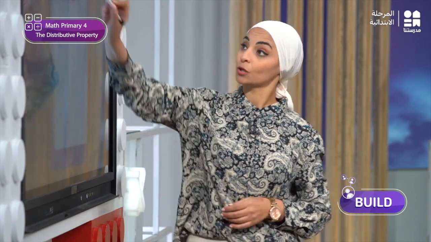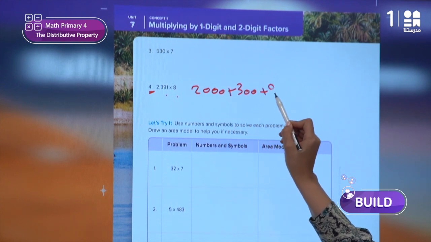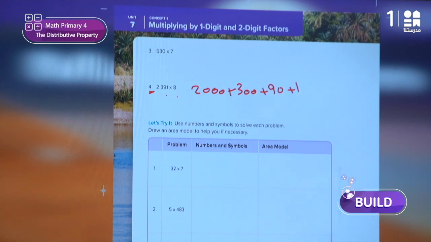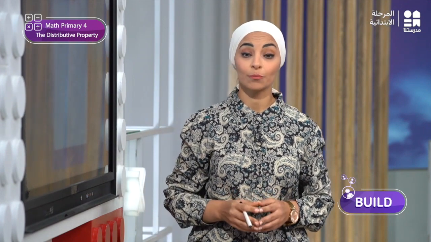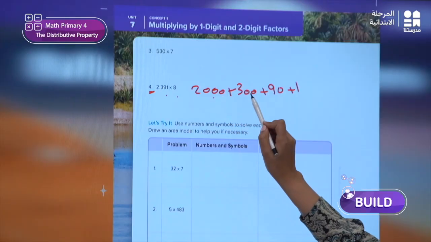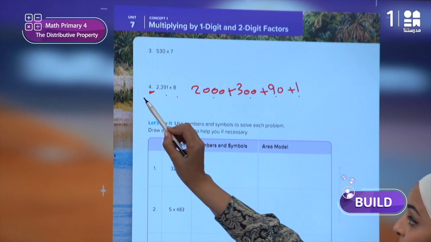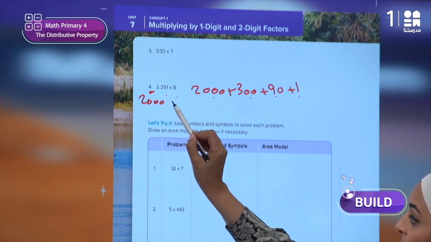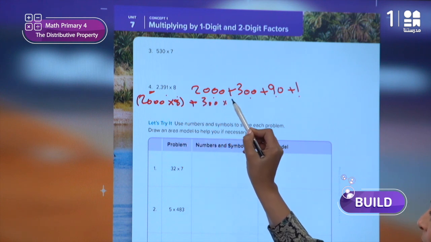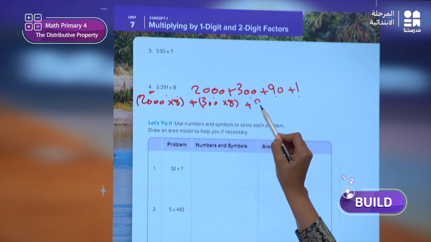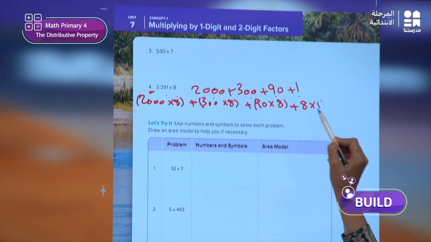How will I do it? I will write 2000 plus 300 plus 90 plus 1, right? Then I will distribute the multiplication. So I will multiply each number by 8. I will do 8 times 2000, and 8 times 300, 8 times 90, and 8 times 1. Okay, let's write it like this. So 2000 times 8 plus 300 times 8 plus 90 times 8 plus 8 times 1.